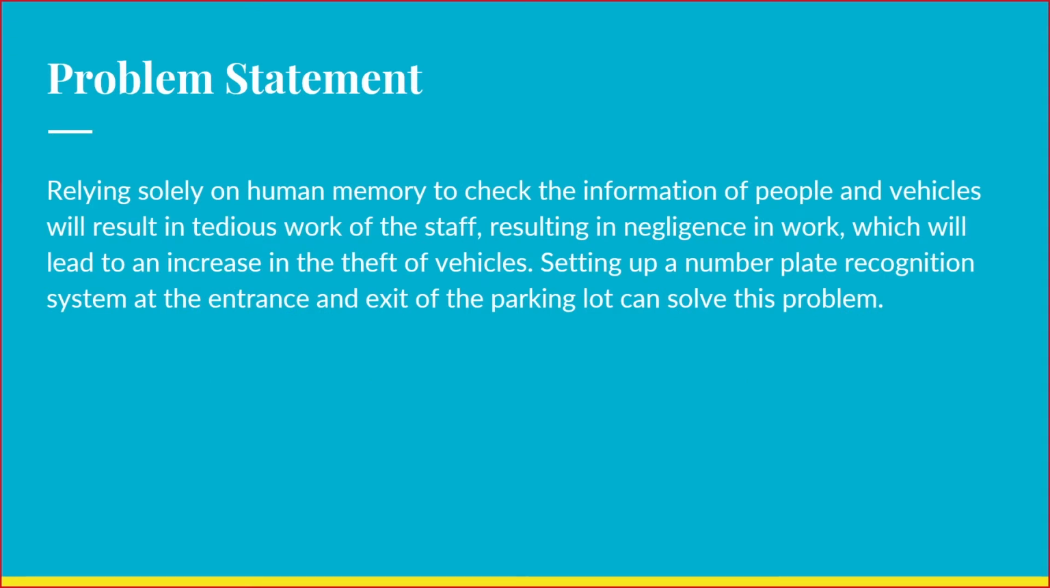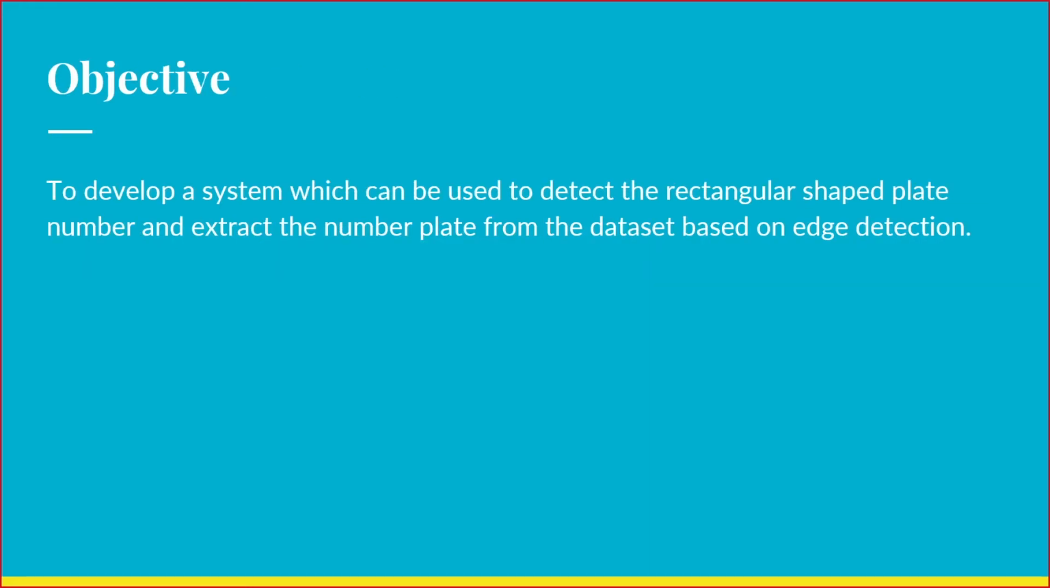For the project problem statement, relying solely on human memory to check the information of people and vehicles will result in plenty of work for the staff, resulting in negligence in work, which will lead to a decrease in the safety of vehicles. Setting up a number plate recognition system at the entrance and exit of the parking lot can solve the problem. The project objective is to develop a system which can be used to detect the rectangle-shaped plate number and extract the number plate from the dataset based on edge detection.